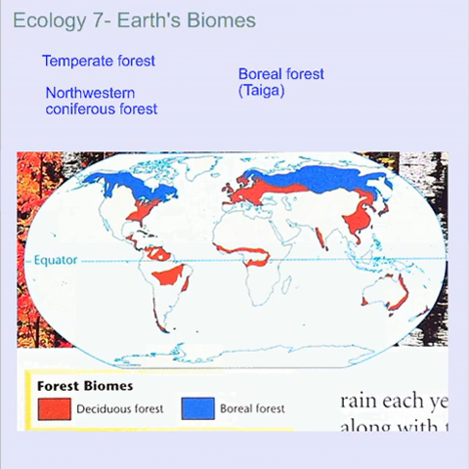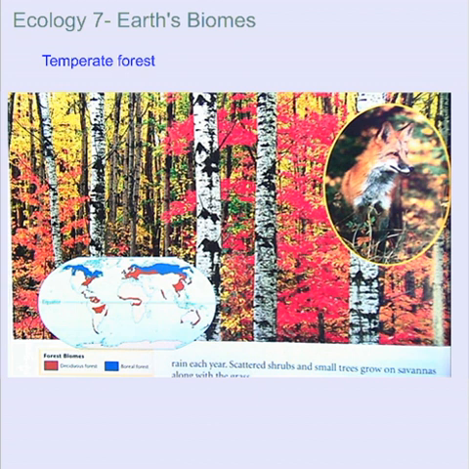Next, let's look at some of the other forest biomes that dominate more of the northern part of the hemisphere. This Michigan forest in autumn is a beautiful example of a deciduous forest. The close-up shows a red fox, a common resident of North American deciduous forests.